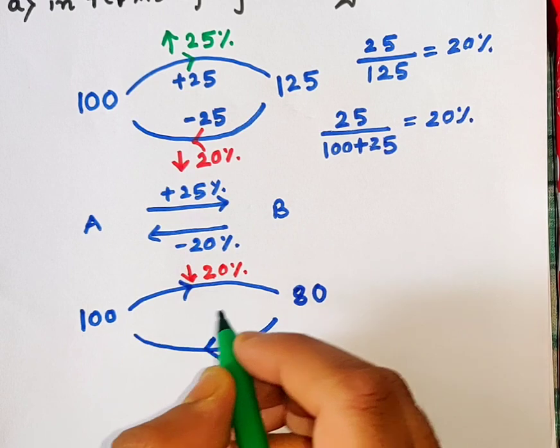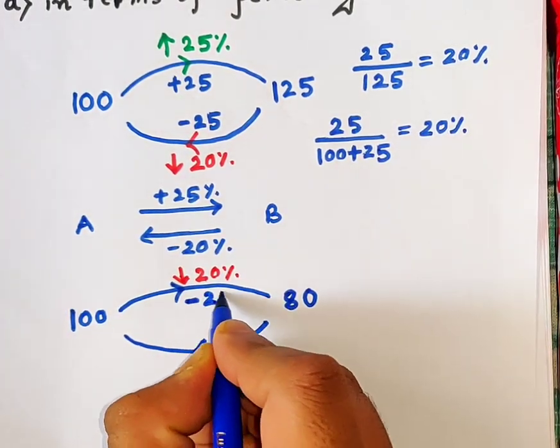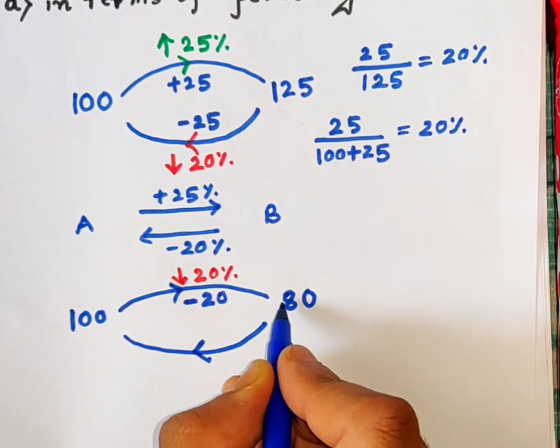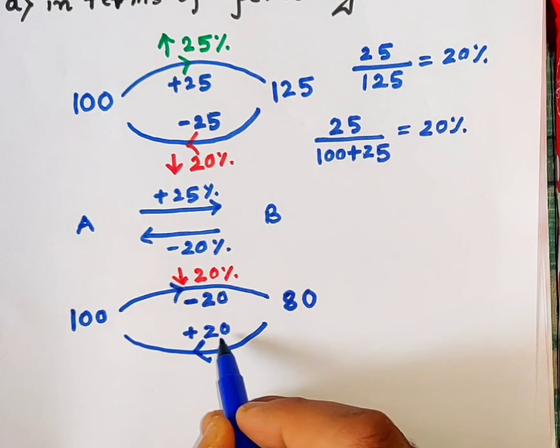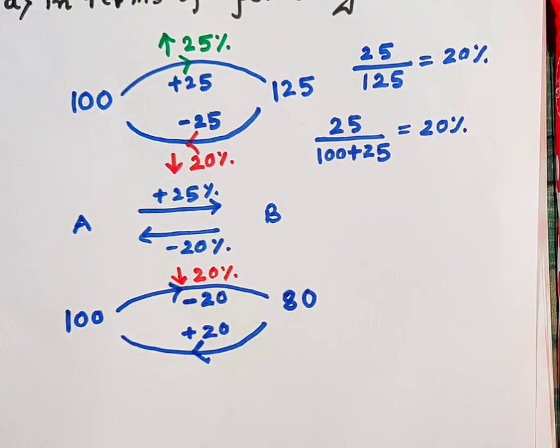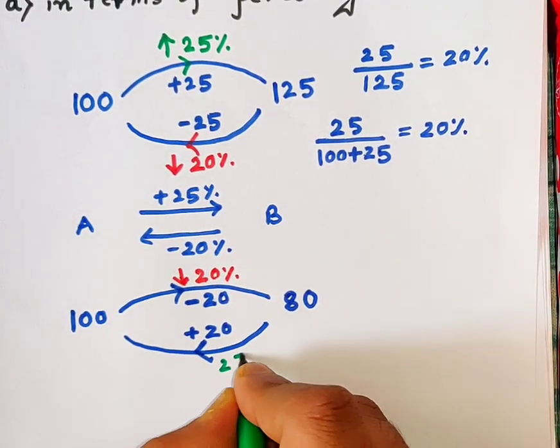So you are subtracting 20 from here because you reduced by 20%. To increase again from 80 to 100, you need to add 20 to it. Now, 20 is what percentage of 80? 20 by 80 is 1 by 4. 1 by 4 means 25%.